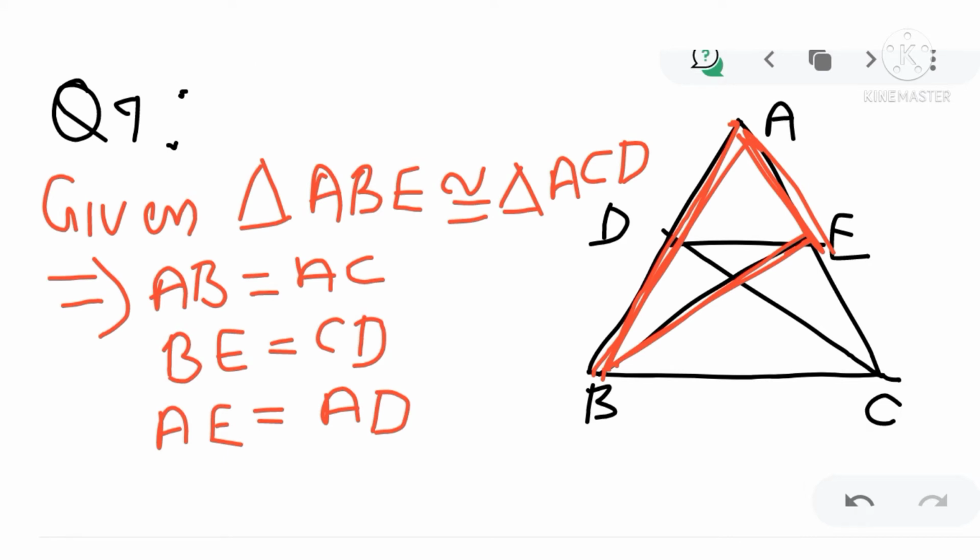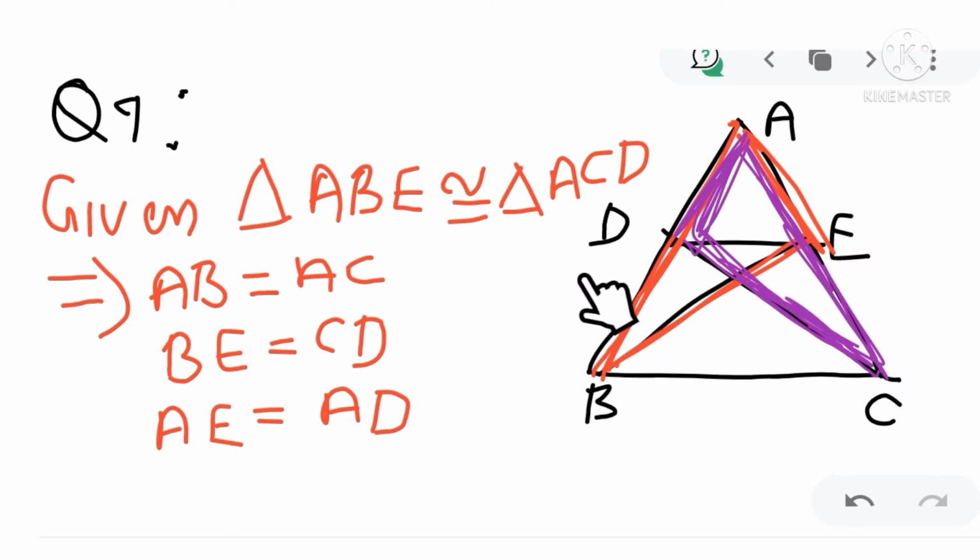Then question number 7. Here, given triangle ABC, and DE is a line segment which passes on the sides AB and AC. And it is given that triangle ABE is congruent to triangle ACD. Here the red shaded part is triangle ABE and the violet one is triangle ACD.